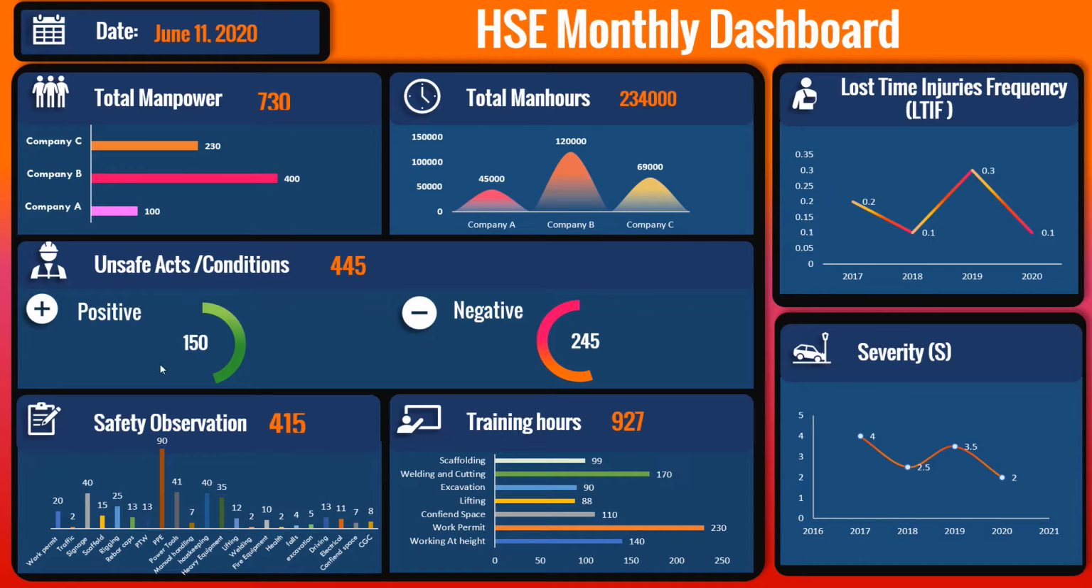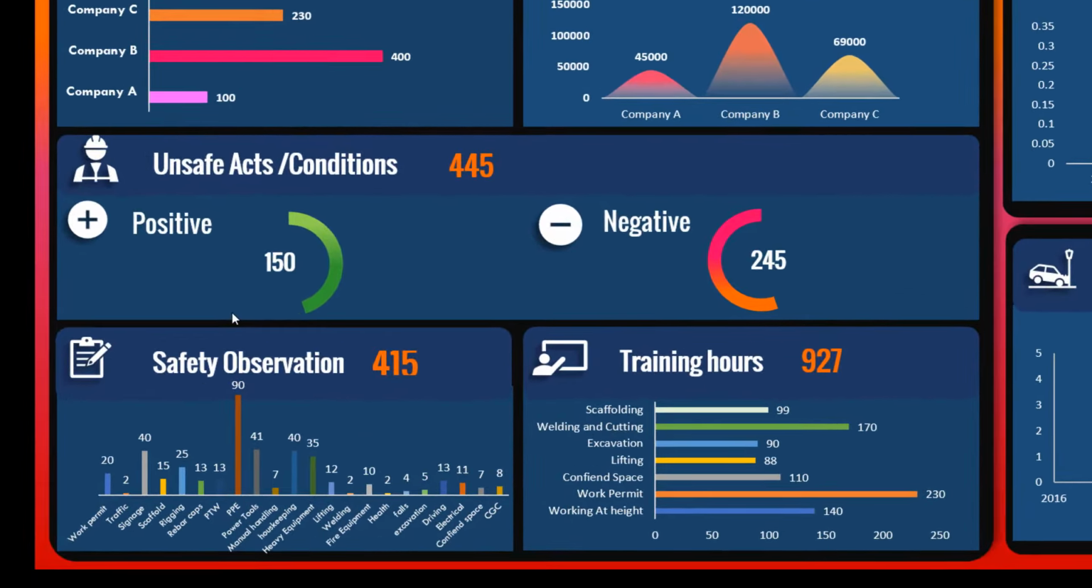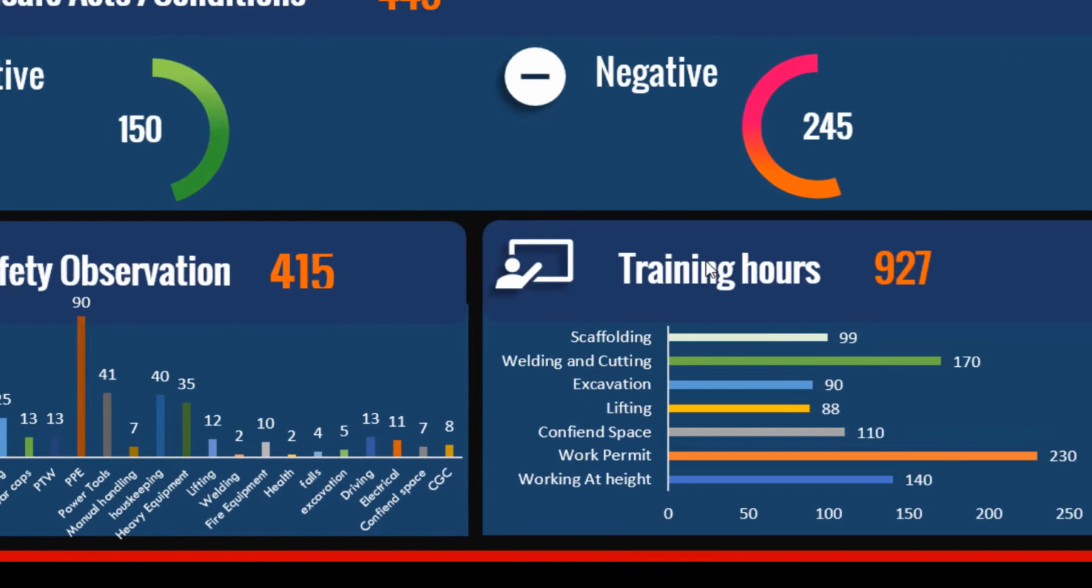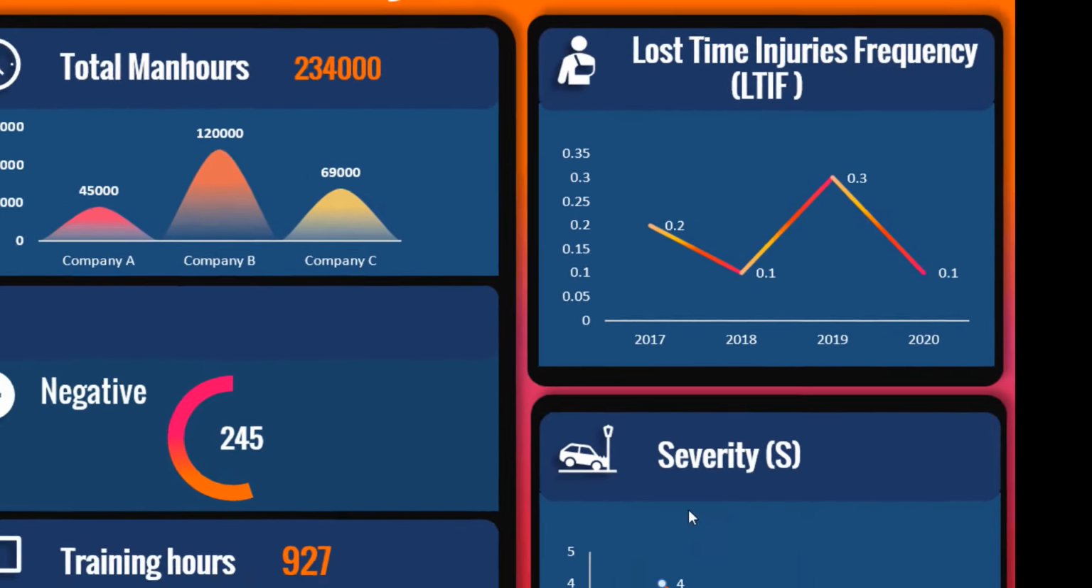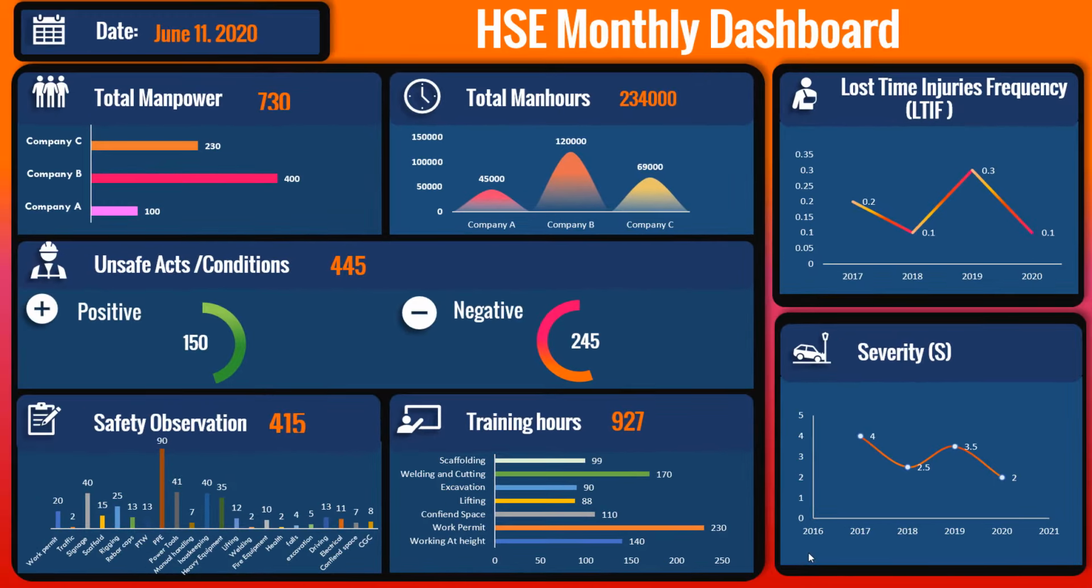As you see here, this is an example of an HSE monthly dashboard, or safety dashboard, showing all records on a monthly basis. For example, starting with the automated date, total manpower, total man hours, and unsafe actions or conditions with each statistic being positive or negative. Also safety observations captured during work at the workplace, training hours, and injury records like frequency of lost time and severity. What I want to tell you is that you can make a dashboard like this as per your request, like profits or business.